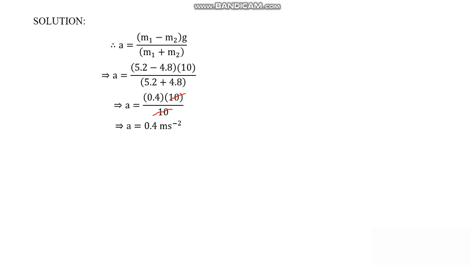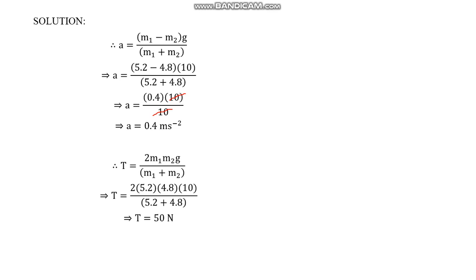Now for tension, we have to use the formula T = 2 m1 m2 g / (m1 + m2). You have to remember this formula. Put all the values: 2 remains the same, m1 is 5.2, m2 is 4.8, g is 10. Do a little math with the help of a calculator. You will get the answer T equal to 50 Newton. In this way we first find the acceleration, then the tension. So this is the answer for our first question, and this was our case number 1.